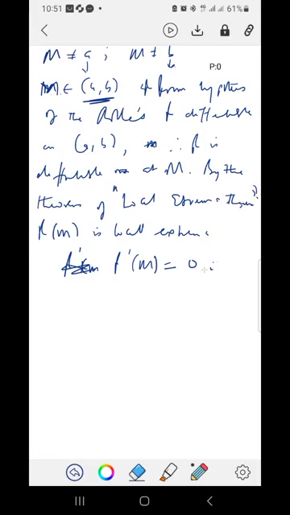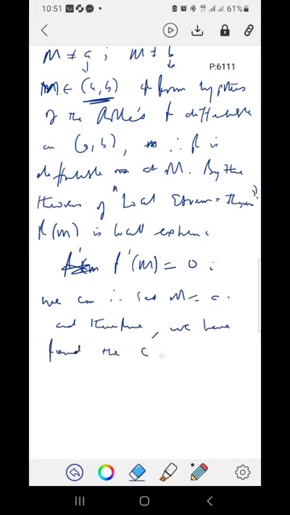So if it is 0, it means that we can therefore set M to be C. And therefore, we have found the C we seek. Okay, so that's case 2.